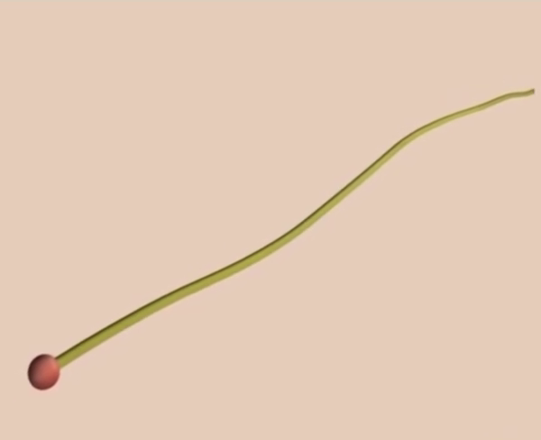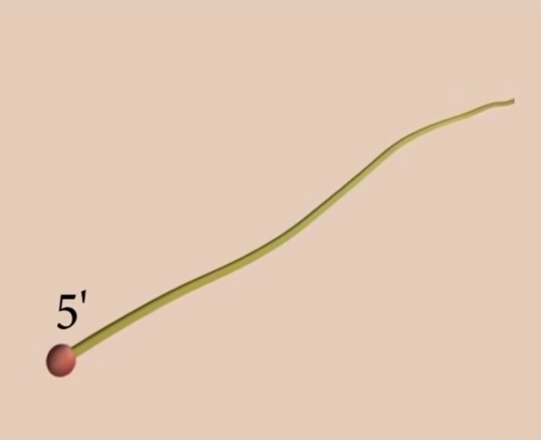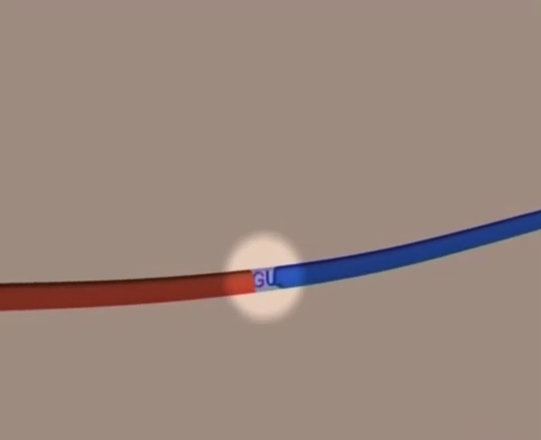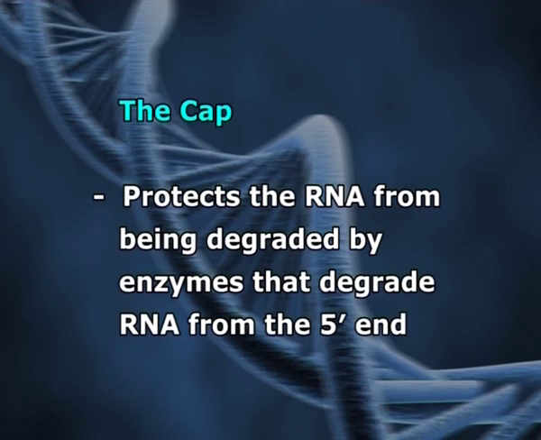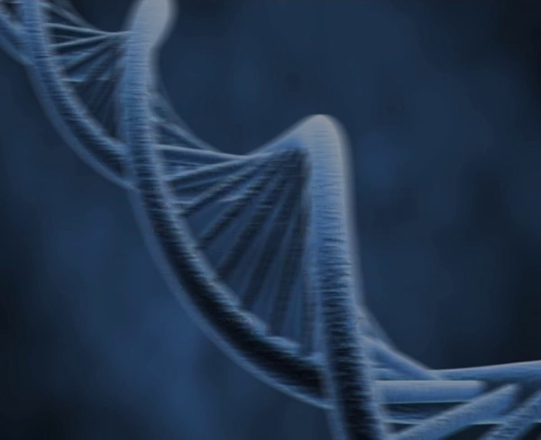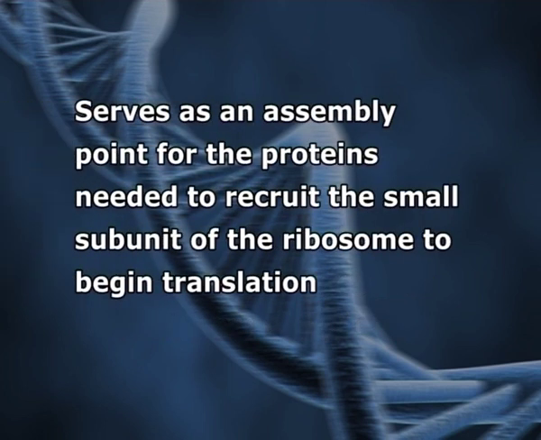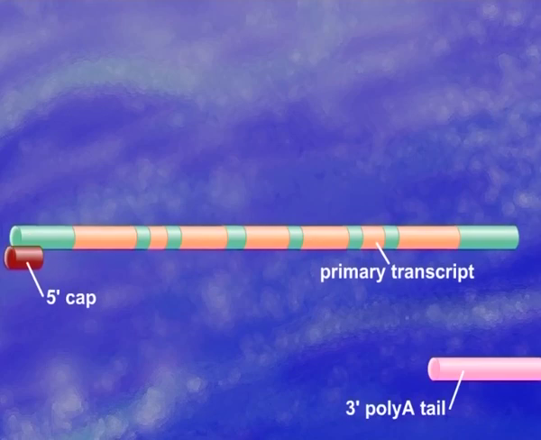At first is the synthesis of the 5' cap. The cap is a modified guanine which is attached to the 5' end of the pre-mRNA as it emerges from RNA polymerase II, called Pol II. The cap protects the RNA from being degraded by the enzymes that degrade RNA from the 5' end, and serves as an assembly point for the proteins needed to recruit the small subunit of the ribosome to begin translation.